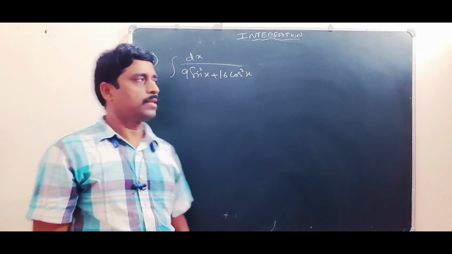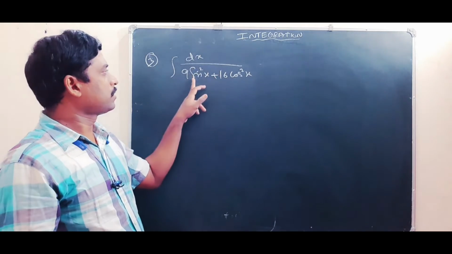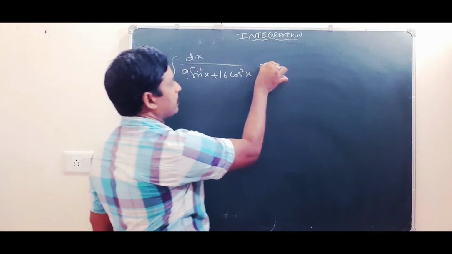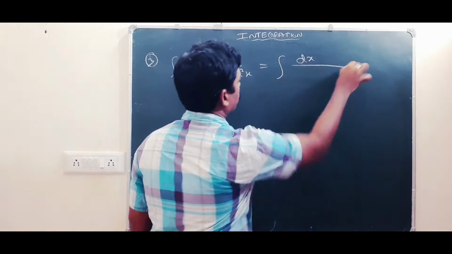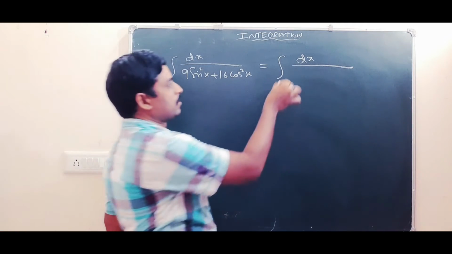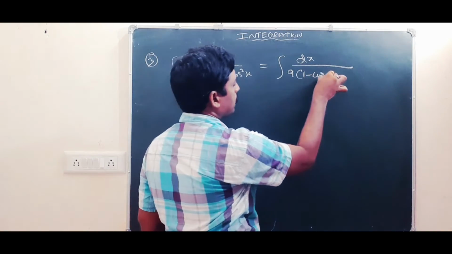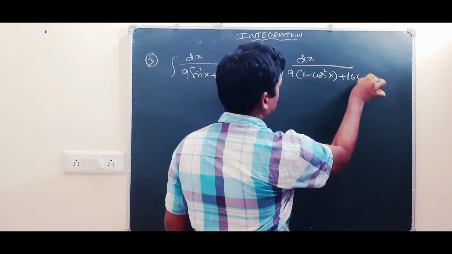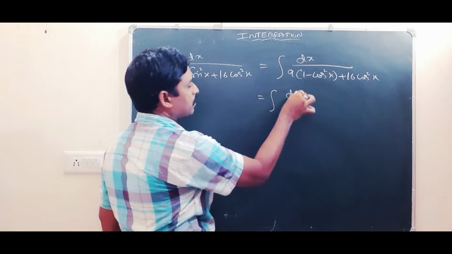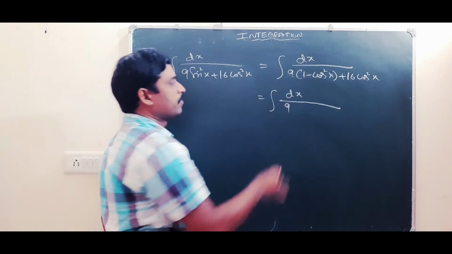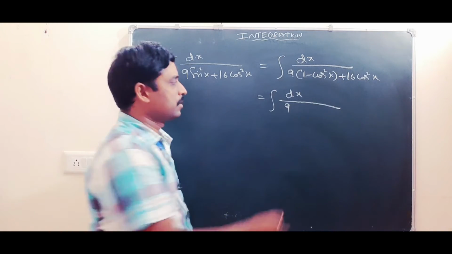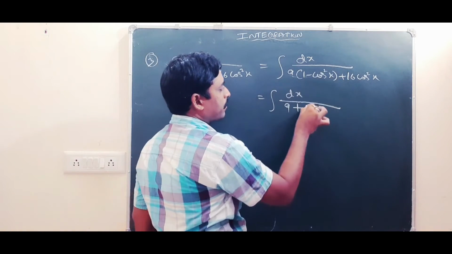Okay, moving to next question. Integral dx by 9 sin square x plus 16 cos square x. We have the sin square x formula, 1 minus cos square x. So 9 into 1 minus cos square x plus 16 cos square x. It is going to be integral dx by 9 minus 9 cos square x plus 16 cos square x, which is 9 plus 7 cos square x.